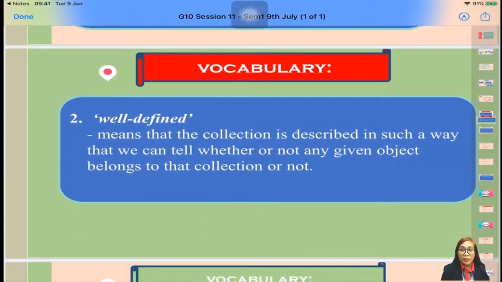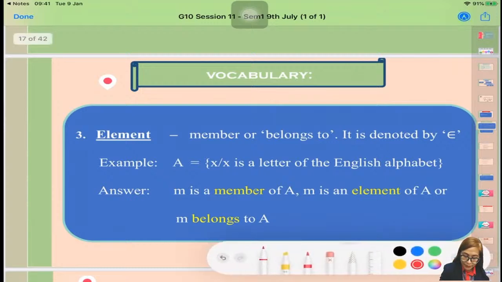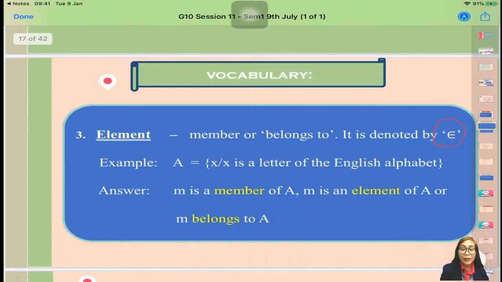The collection is described in such a way that we can tell whether or not the given object belongs to the collection or not. Okay, element. Element is a member or belongs to. It is denoted by this symbol. Okay, the symbol is this. This is the symbol for element.